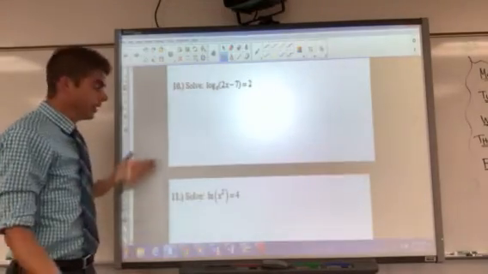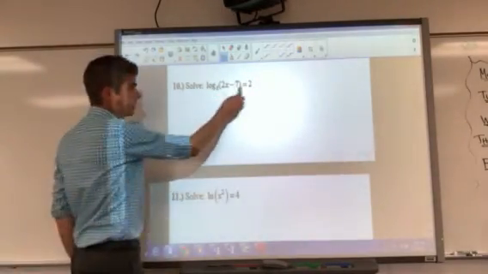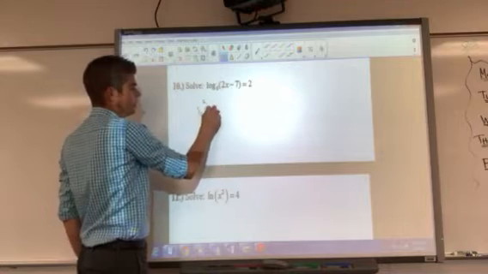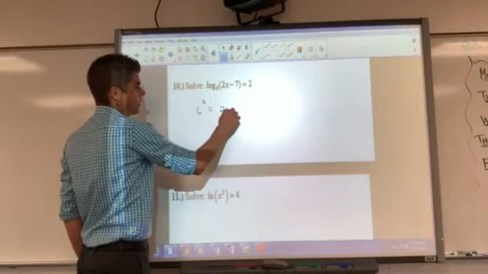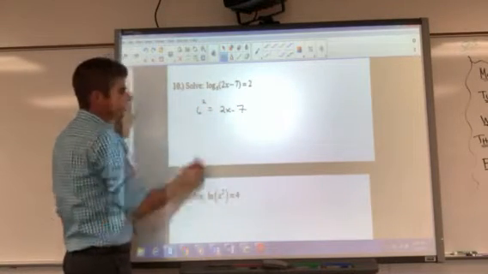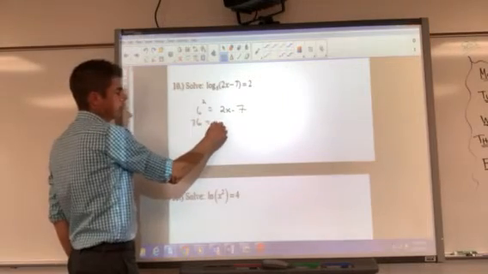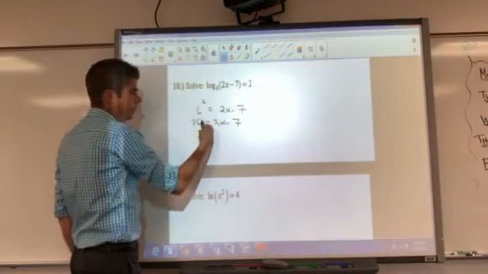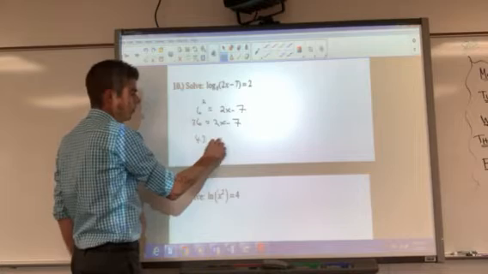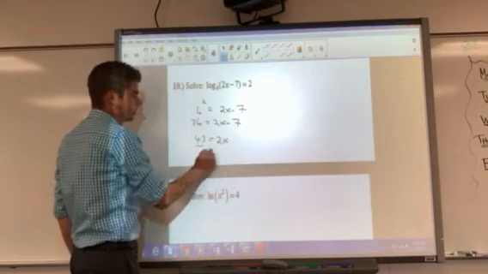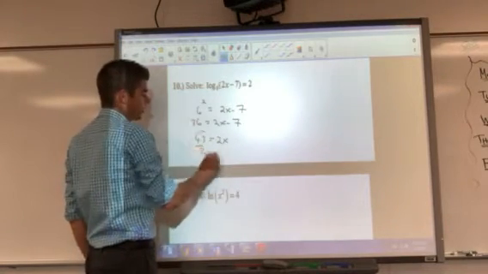Okay, number 10. Again, a rewrite is fine. 6 to the second power is equal to 2x minus 7. And then that's 36 is equal to 2x minus 7. We add 7, so we get 43 is equal to 2x, or x is equal to 43 over 2.